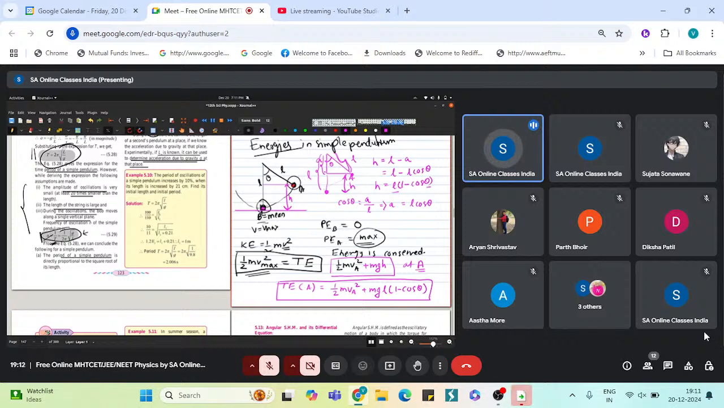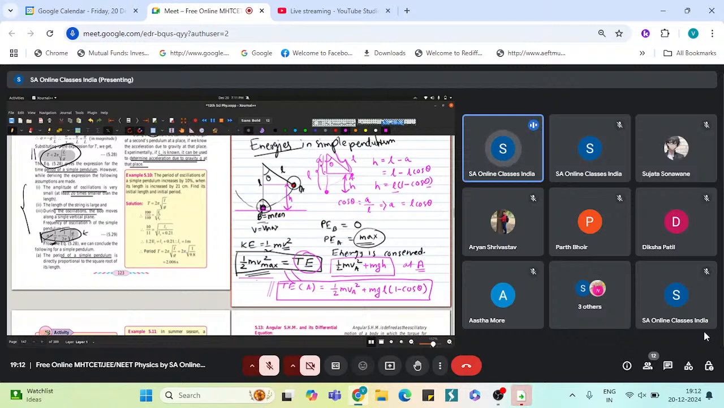And now there is another neat little trick you can do, which is to equate these two things, because this is also total energy. This is total energy at some point B, and this value is total energy at some point A, and the total energy of the system is always going to stay conserved. So you can always say that this value, half mv_A square plus mgL into 1 minus cos theta, is equal to half mv max square.